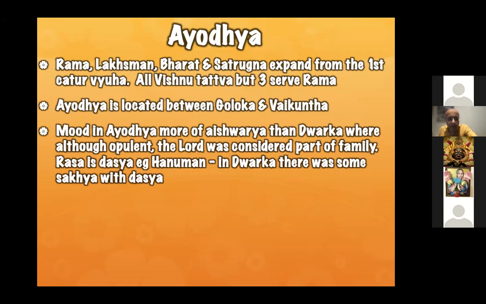Whereas in Dwarka, the mood is, yes, he's one of us, but he's the head of the family. In Golok, that mood is not there. He's not the head of the family. He's one of us. And Krishna loves that mood of the Golok Vasis, the Vrajavasis, because they see him as one of their own, and he sees them as one of his own as well.